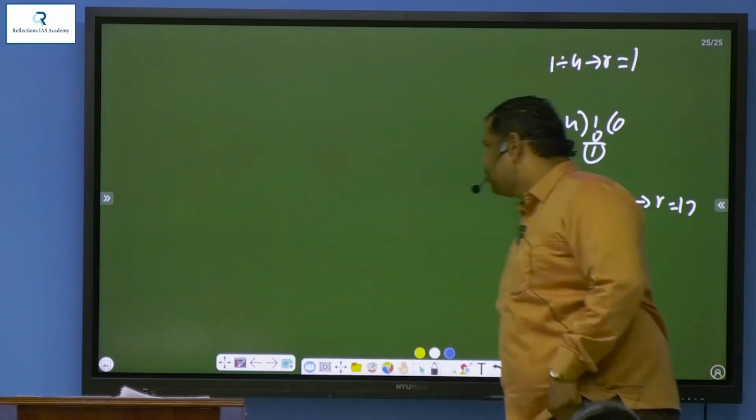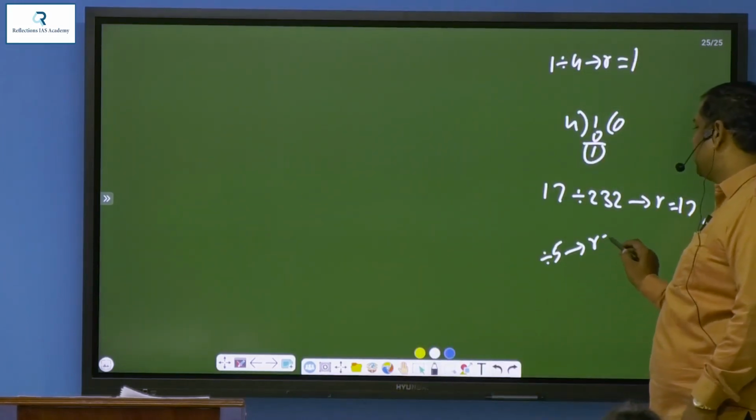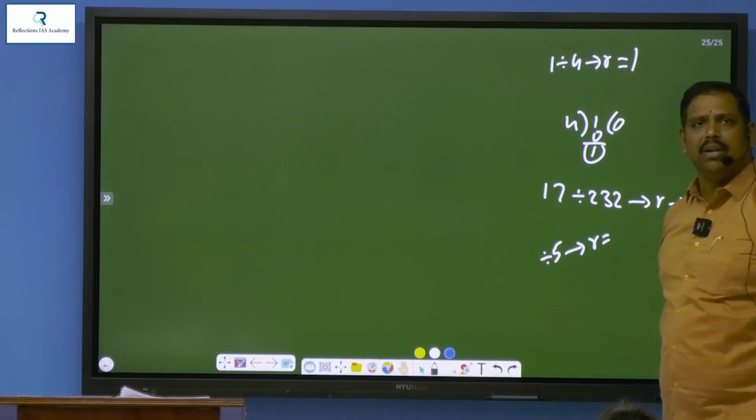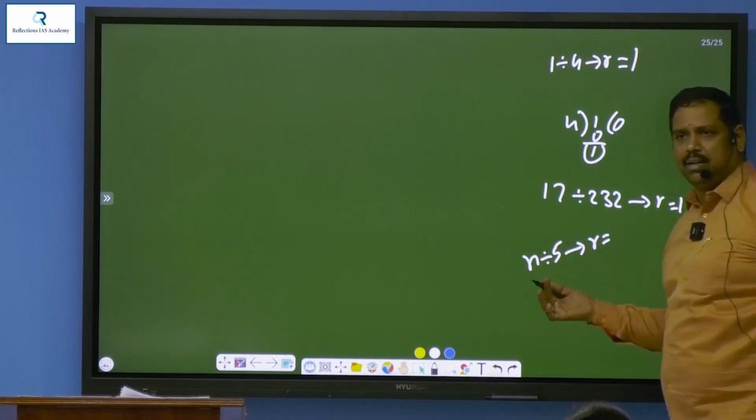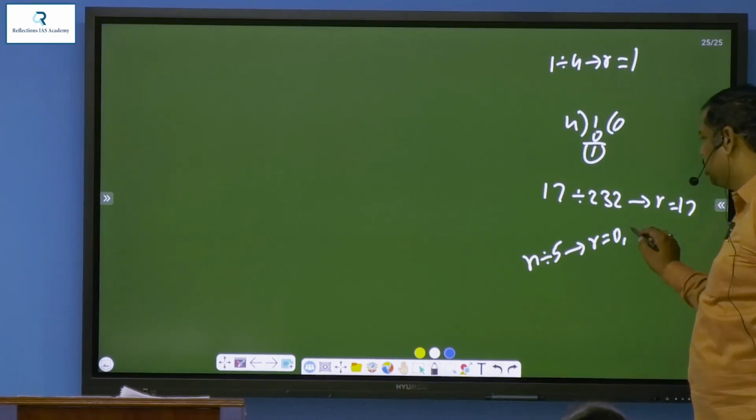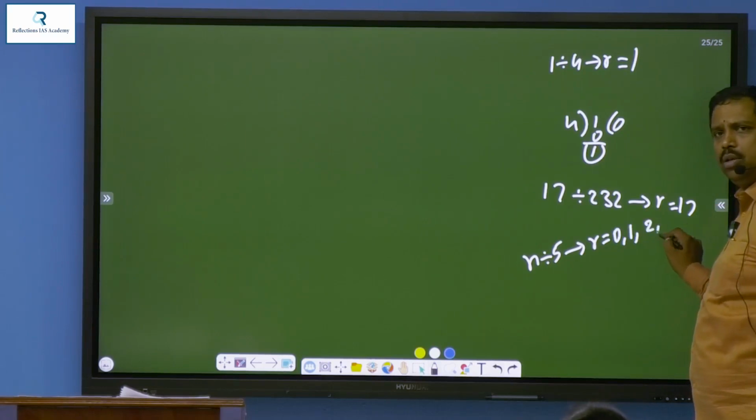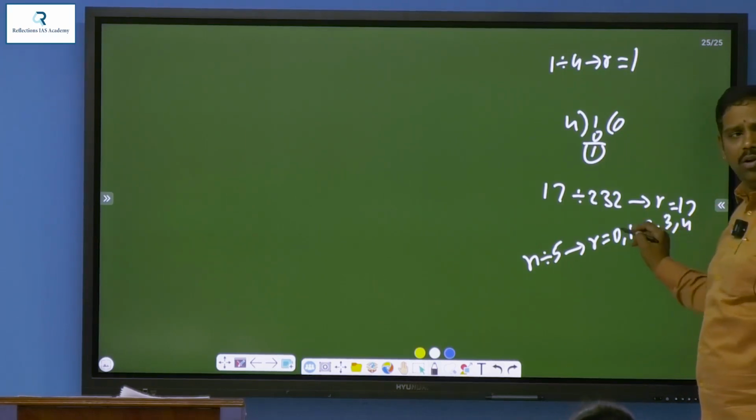So, now my question is, sir, I am dividing a number with 5. What are the remainders I can get? Means possible remainders I am asking. 0 is a possibility or not? What about 1? 2, 3, 4, possible or not?